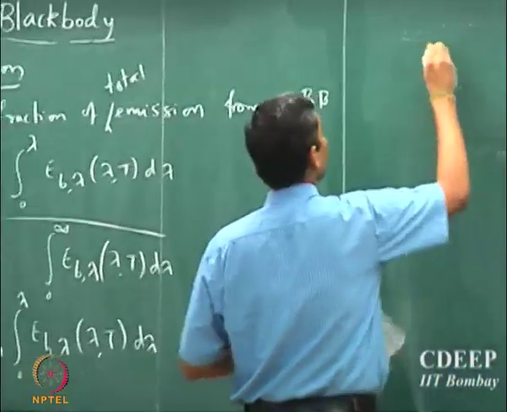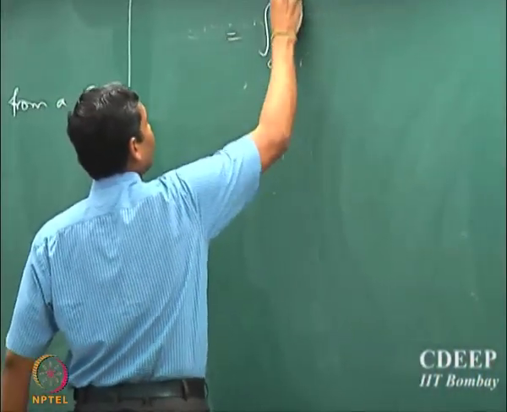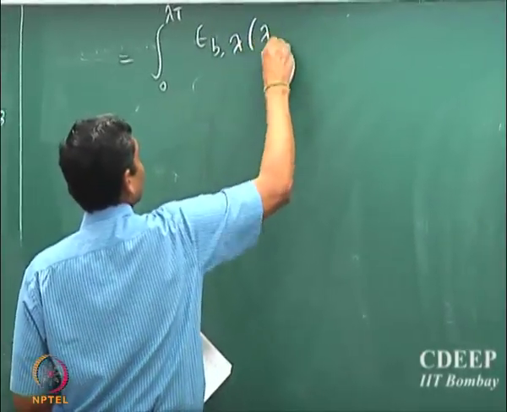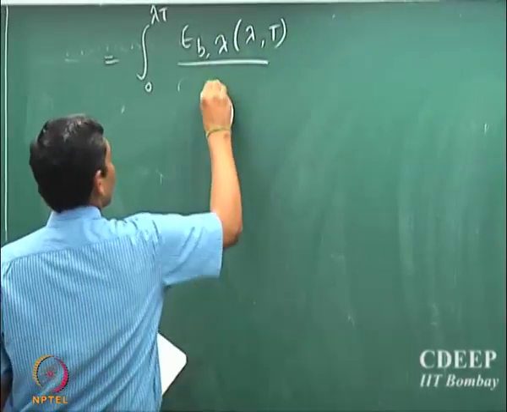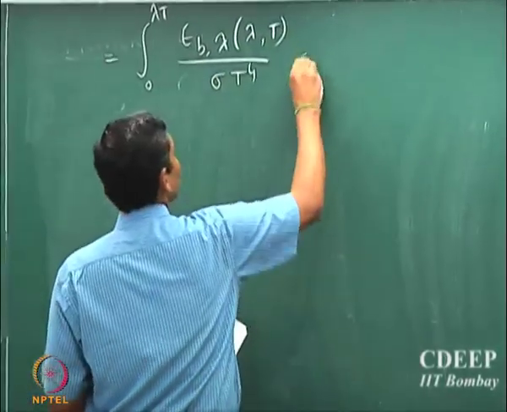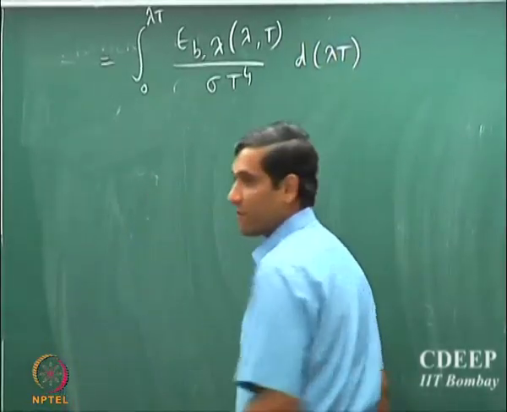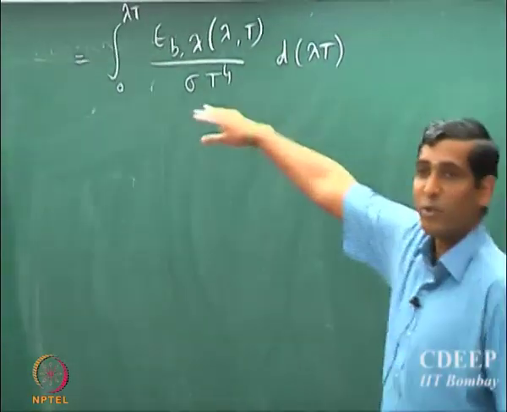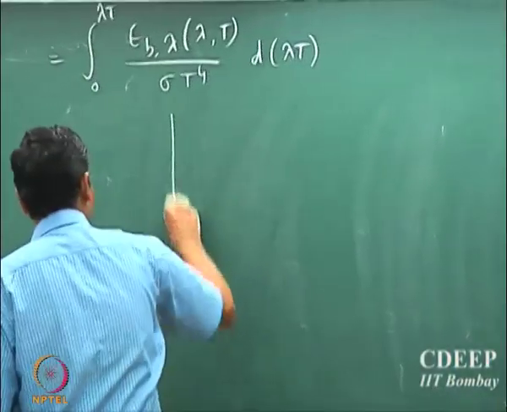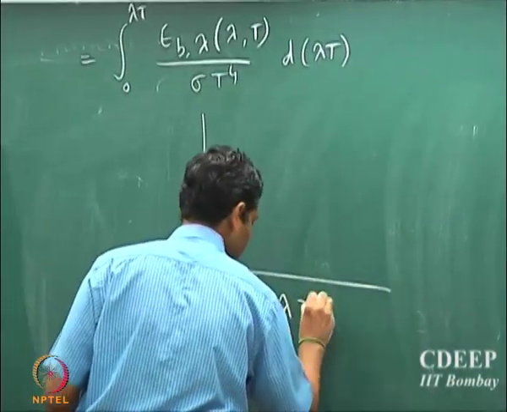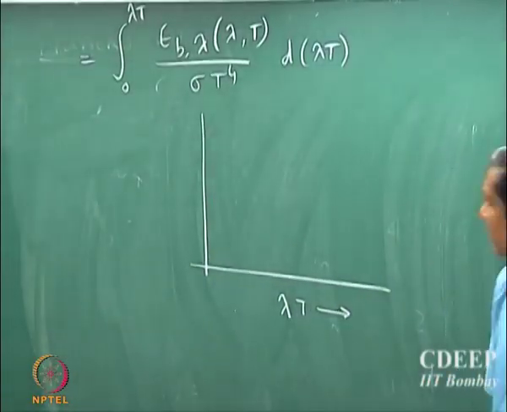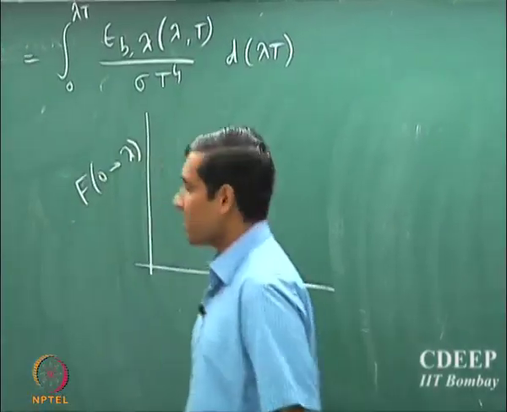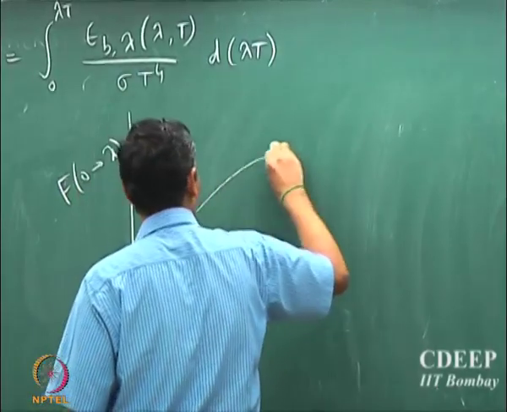and that will be, so we change the variables, and that will be E_B divided by sigma T power 4 into d lambda T. So, we just introduce a change of variables. People have calculated this expression, and so you have the standard tables with x axis having lambda T and the y axis having F 0 to lambda. So it turns out that this is the kind of behavior.